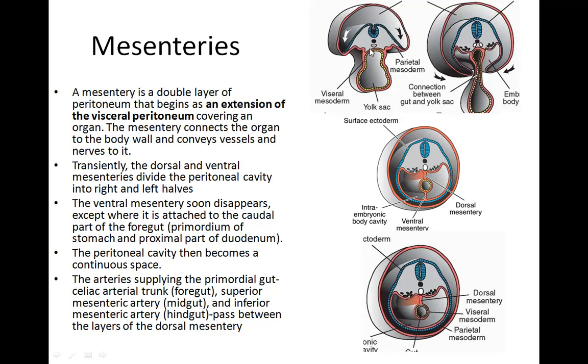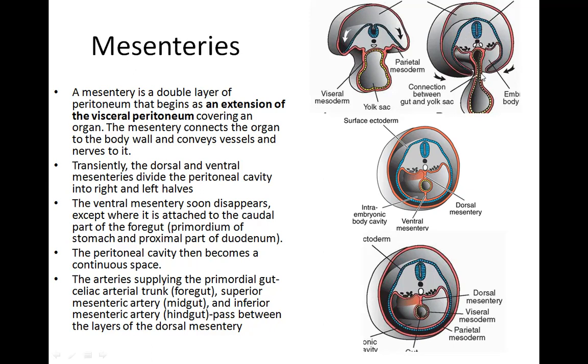So what is a mesentery? It is a double layer of peritoneum that begins as an extension of visceral peritoneum covering an organ. Now the mesentery connects the organ to the body wall and it will convey the blood vessels as well as the nerves.